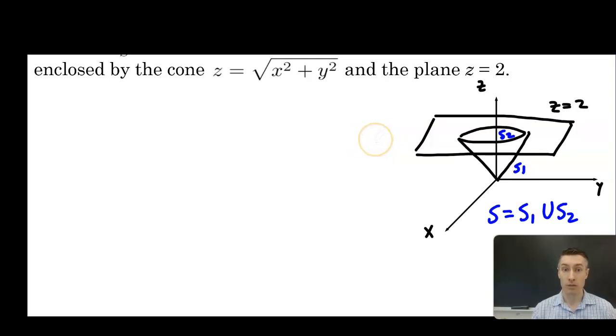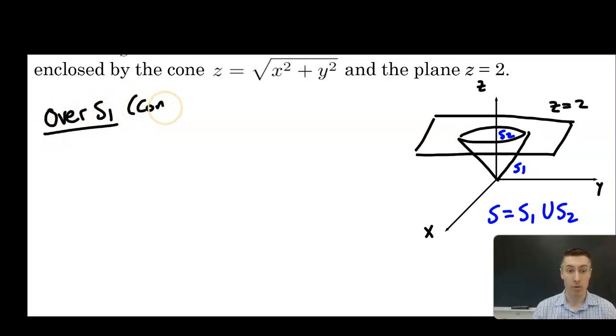Now we've done this for line integrals where we just had to separately evaluate the line integral over each curve that made up the bigger curve C. So we're going to do the same thing here. We have to do separate surface integrals over the cone and then the plane, and then add up the results to get the integral we're looking for. Okay, so we'll start over S1.